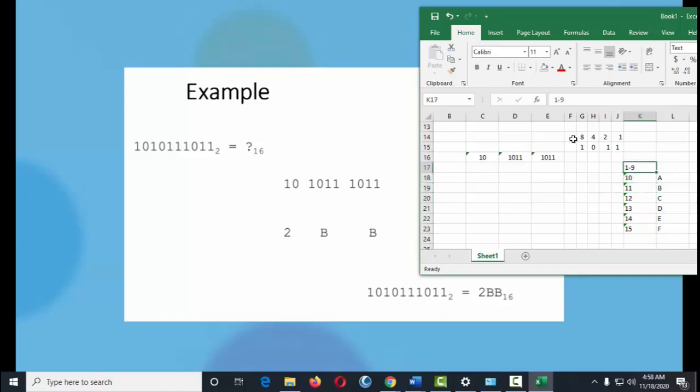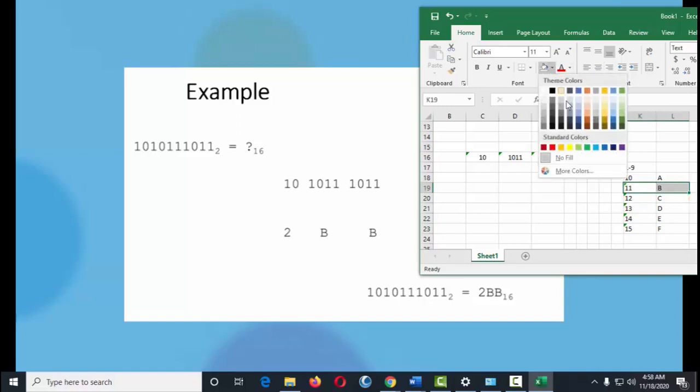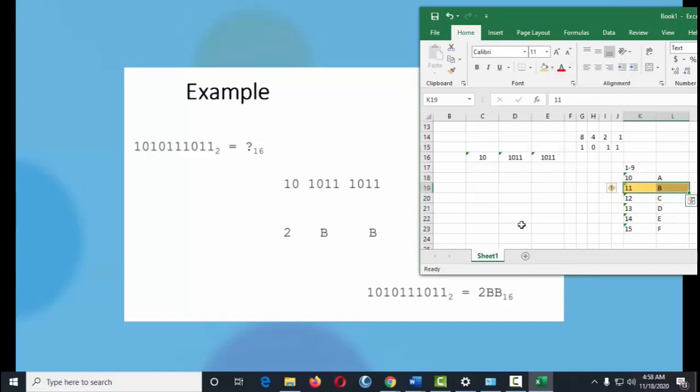So for this particular one, 8 plus 2 plus 1 is 11. So that's why the answer is B. That's why we have it as B. It's not 11. So same thing for this, it's B.